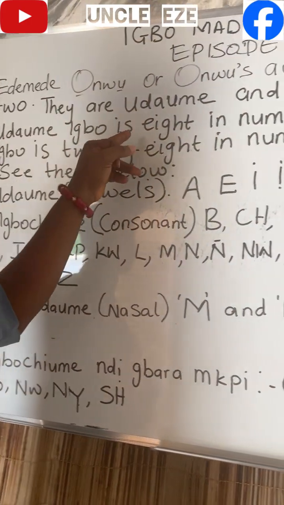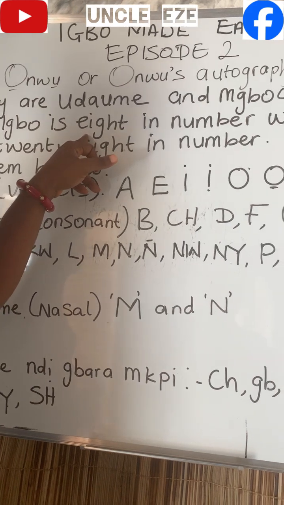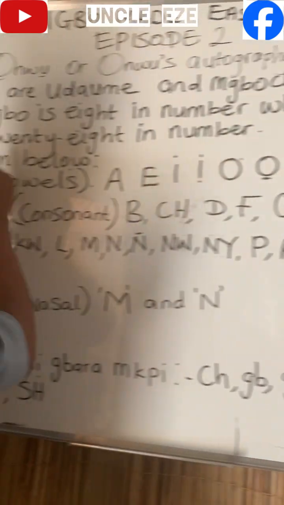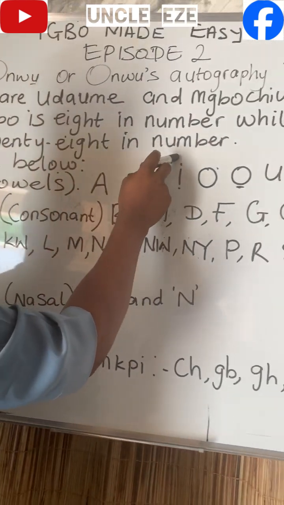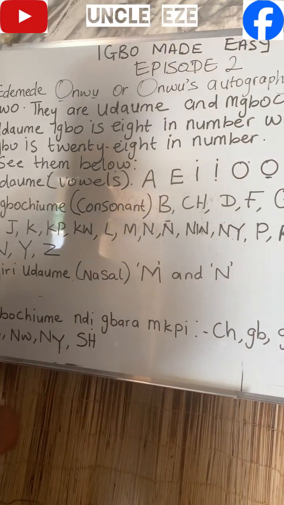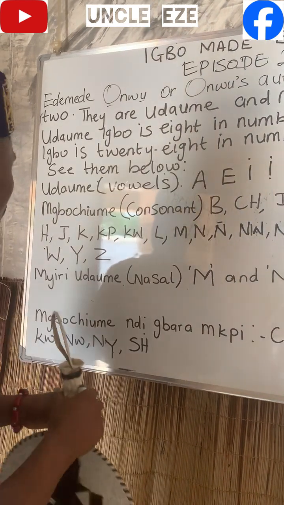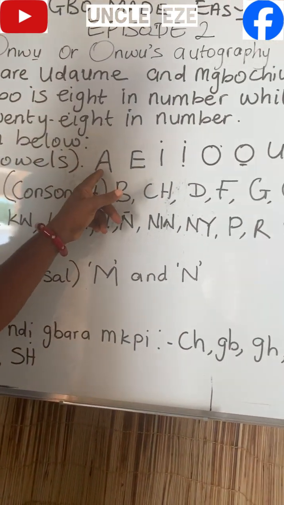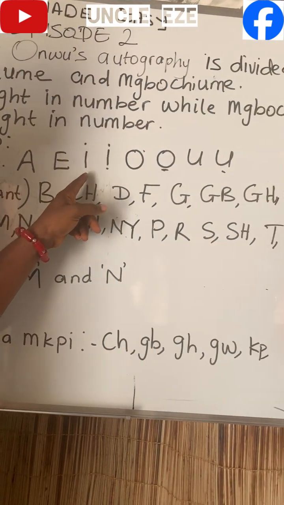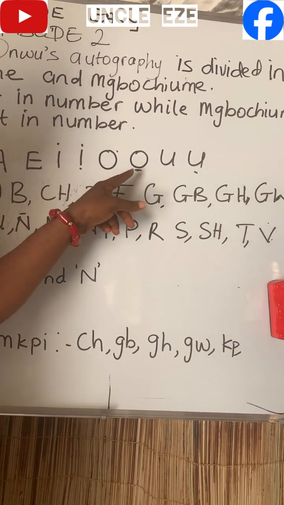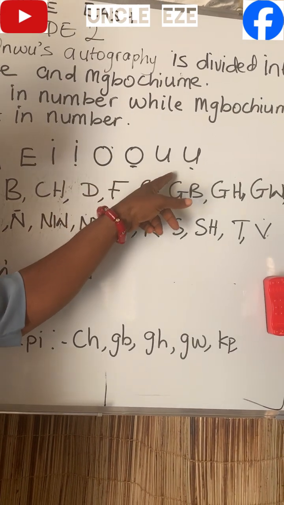Ụdaume Igbo is 8 in number, while mgbochiume Igbo is 28 in number. 8 plus 28 will give you 36. See them below. Ụdaume is vowels: A, E, I, O, A, U, O.